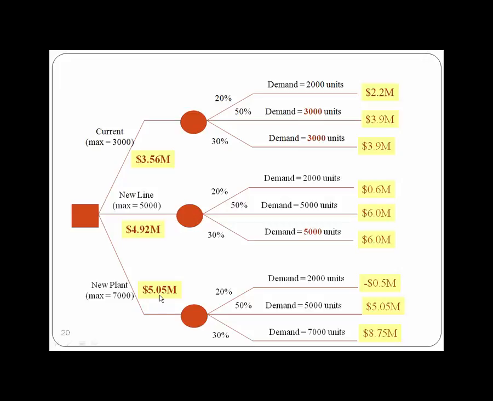New line and new plant have pretty similar, pretty close expected values, but the new line decision is significantly less risky in the sense that we don't expect to end up with a potential loss even under low demand for the new line, but that could happen for the new plant. Do you go with the new line option or the new plant? That's a business decision that has to be made. All we're trying to do here with the decision tree and the expected value analysis is to lay out the options.